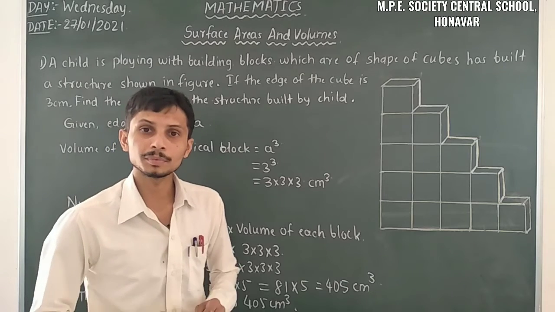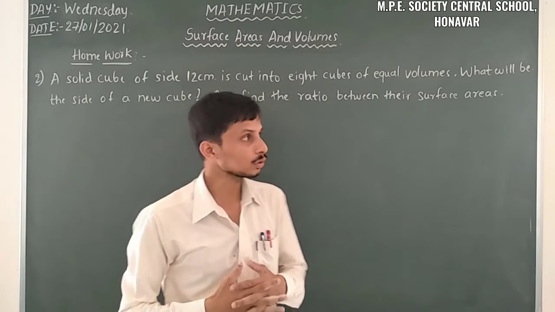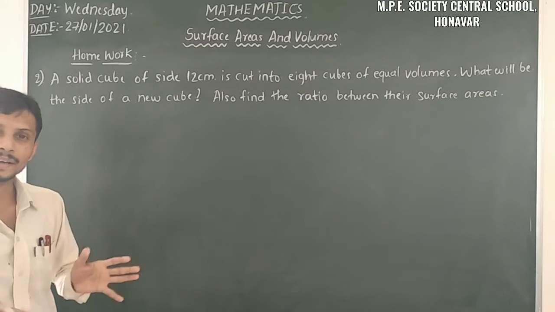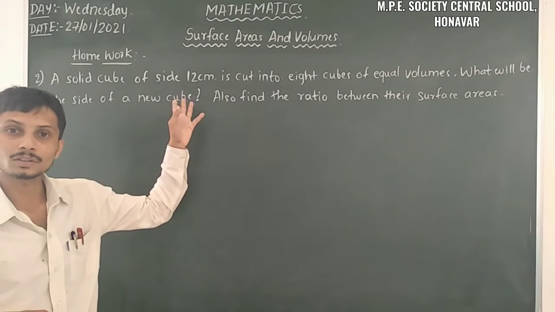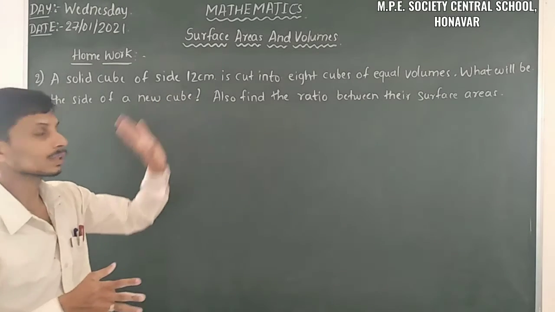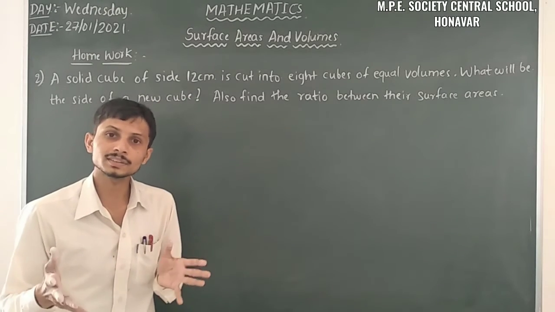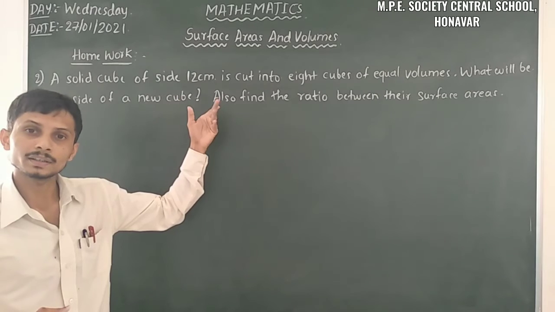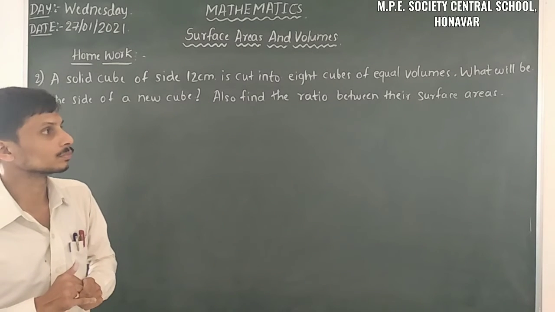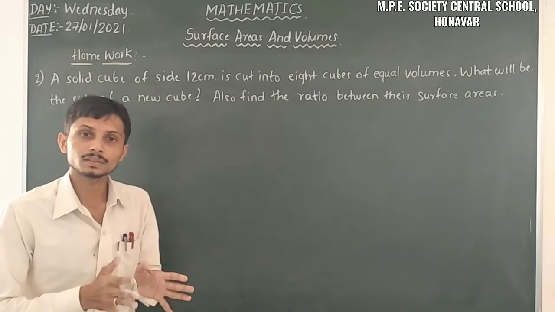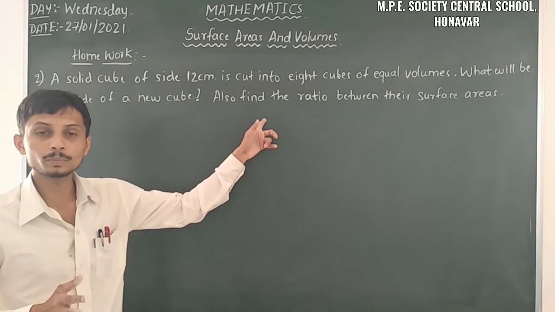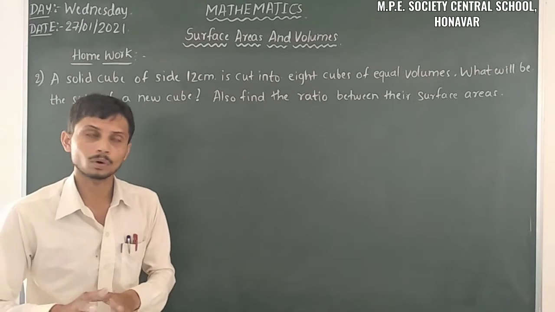So let's take some homework. Here we have a solid cube of side 12 cm. Side edge means it is the same here. So side means one of the faces, so we have a square of side 12 cm, and the other also has the same thing, that is 12 cm. It's nothing but the edge. So it is cut into 8 cubes of equal volumes. That is, here we split this complete solid cube into 8 parts having equal volume.